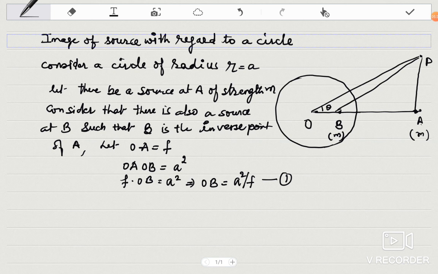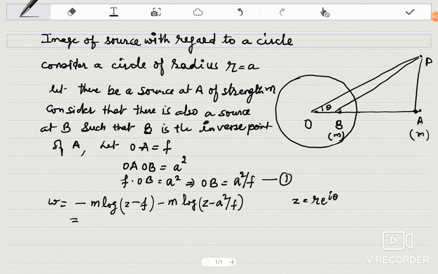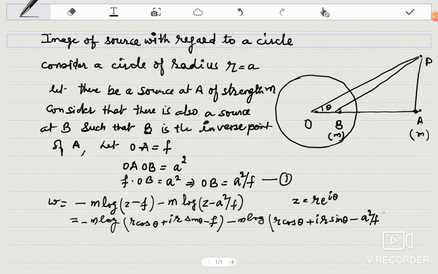Now we have a source at A and a source at B, so I am writing the complex potential due to the sources at A and B. So the complex potential is w equals minus M log of z minus f, the distance of this point, and another source, so minus M of the same strength, log of z minus a squared upon f from O. Now as z is equal to r e raised to the power i theta, this is minus M log of (r cos theta plus i r sin theta minus f), minus M log of (r cos theta plus i r sin theta minus a squared upon f).